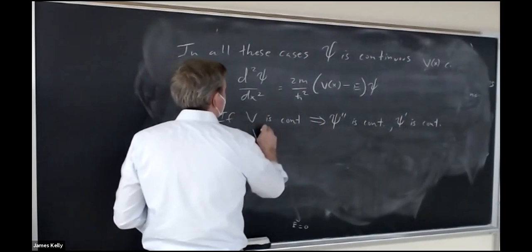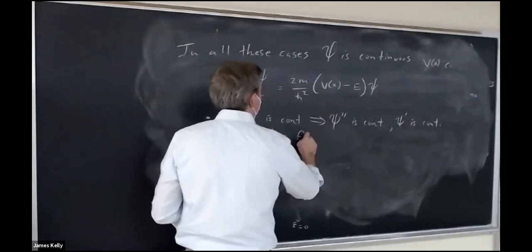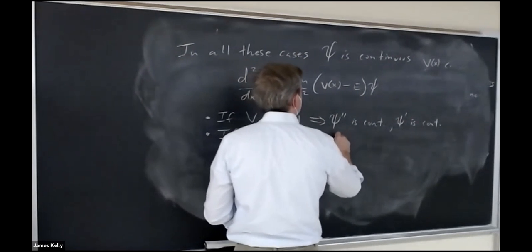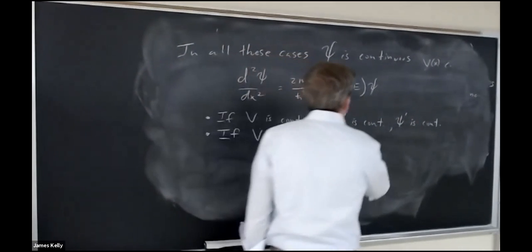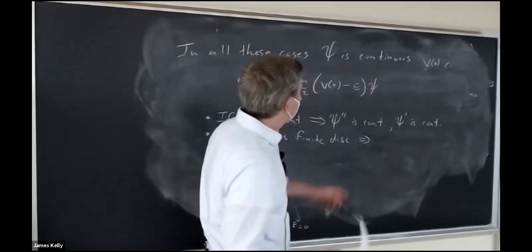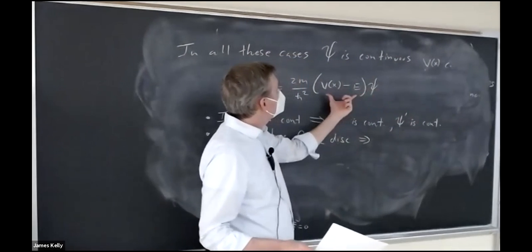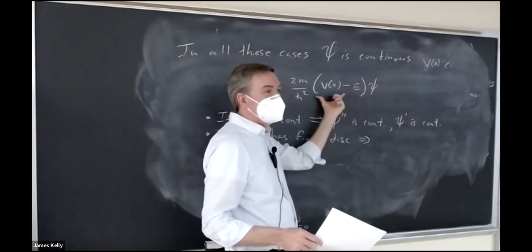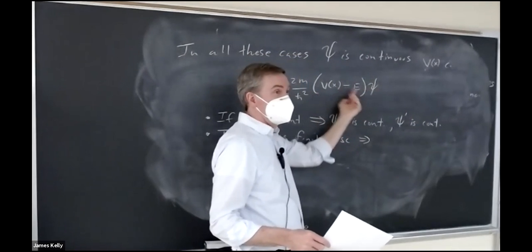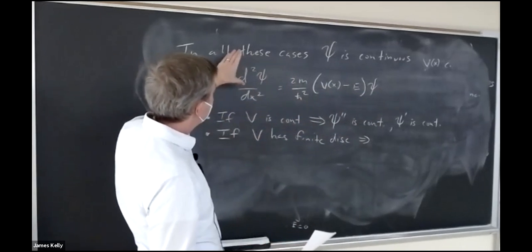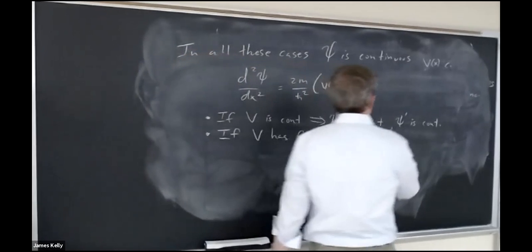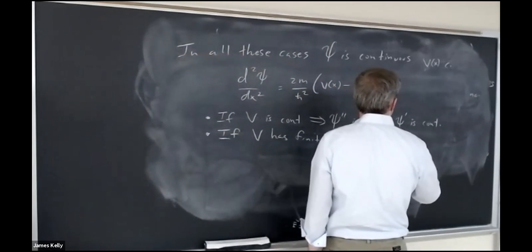If v has finite discontinuities, psi is continuous. That means the right-hand side would have finite discontinuities because e is just a number, right? So this has a finite discontinuity. The whole right-hand side has finite discontinuities. That means psi double prime has finite discontinuities.